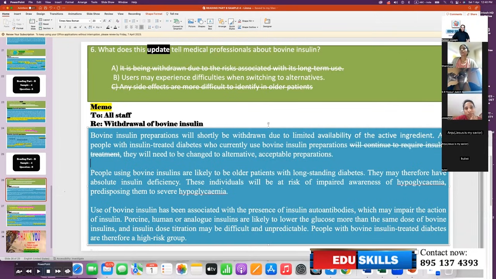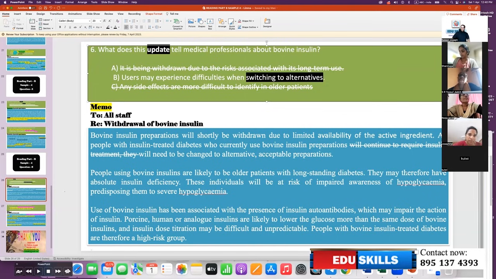For insulin preparations will need to be changed. Will need to be changed to alternative acceptable preparations. Means you have to switch to alternatives. Switch to alternatives. So the same thing is explained again.